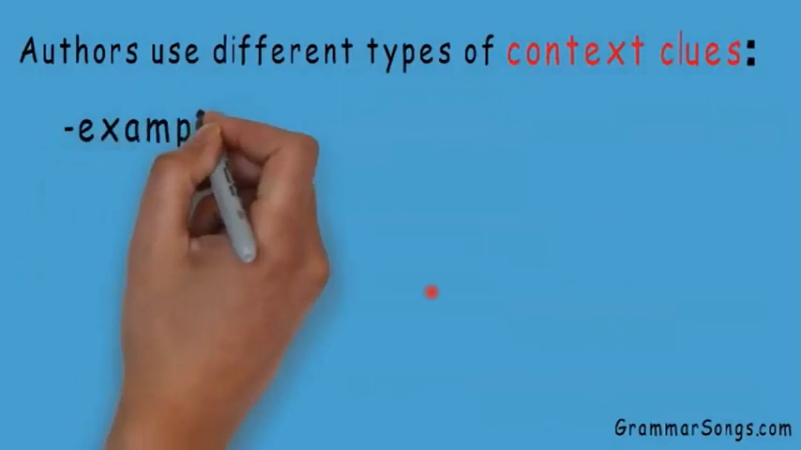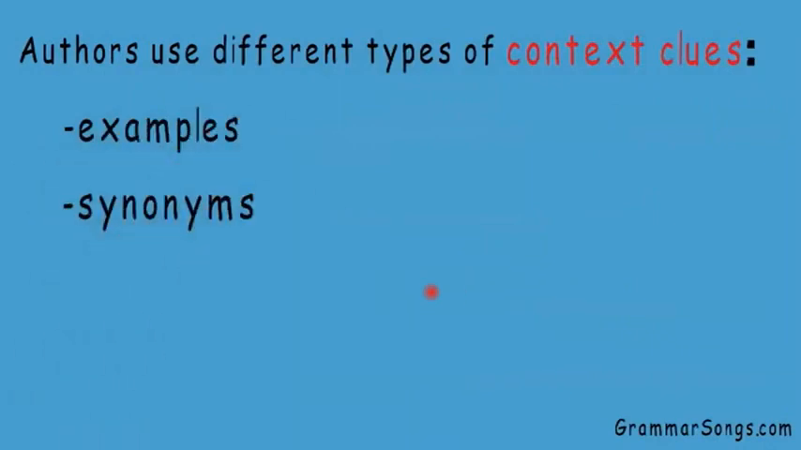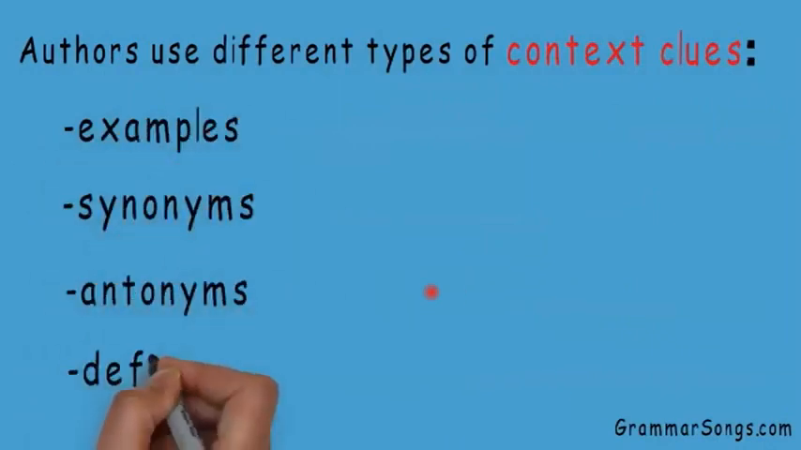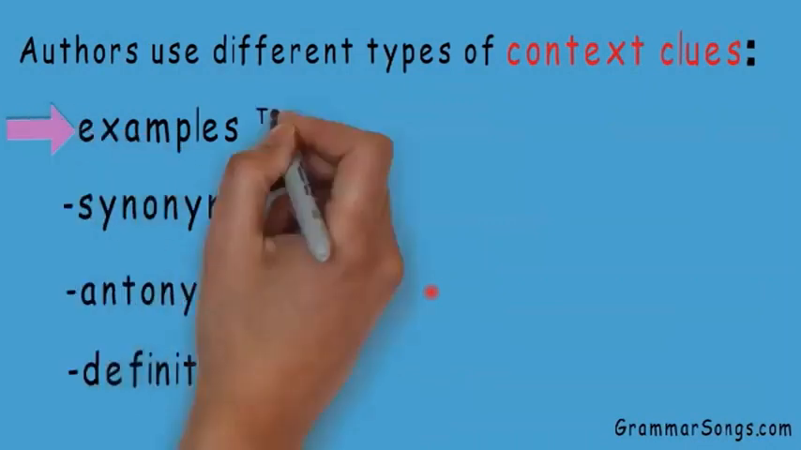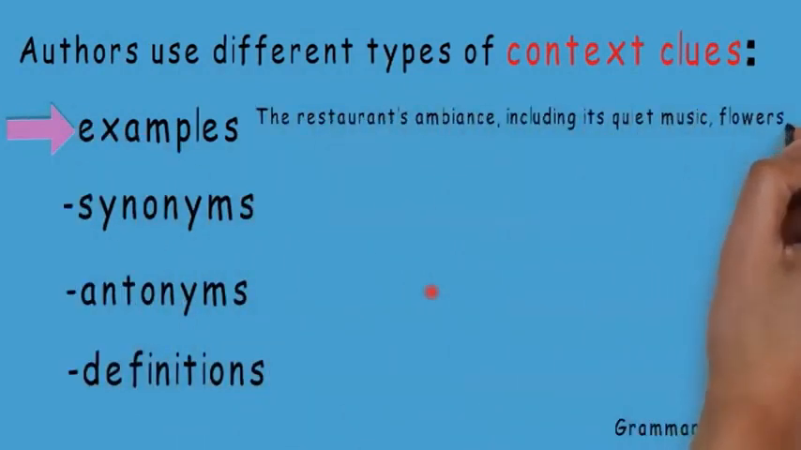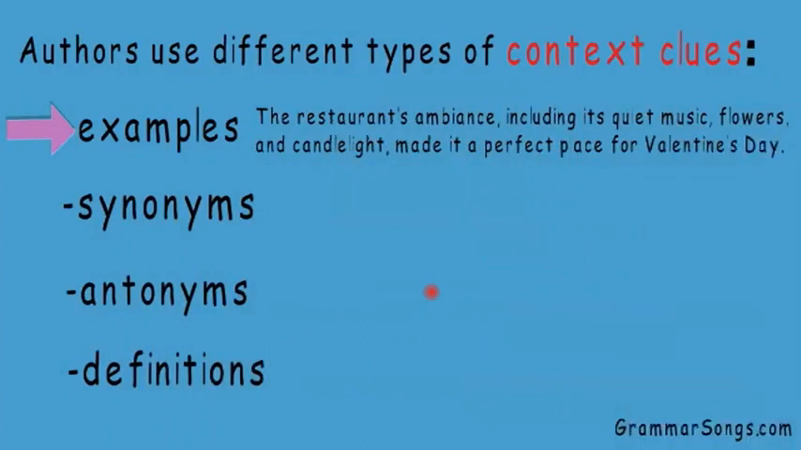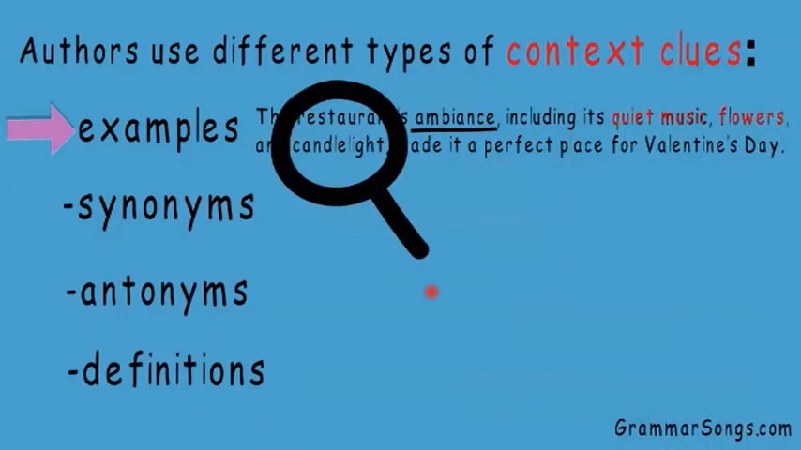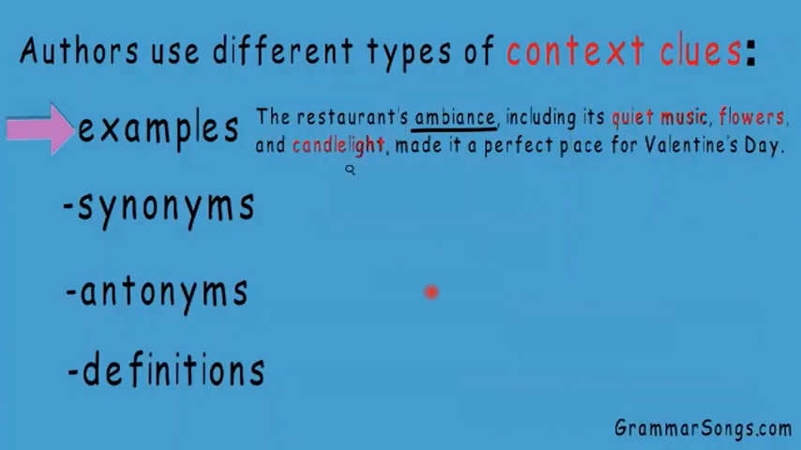They might use examples, synonyms, antonyms, or even definitions. For instance, the restaurant's ambiance, including its quiet music, flowers, and candlelight, made it a perfect place for Valentine's Day. If you don't know what ambiance is, the examples, quiet music, flowers, and candlelight, let you know that ambiance is the special atmosphere or mood of a particular environment.